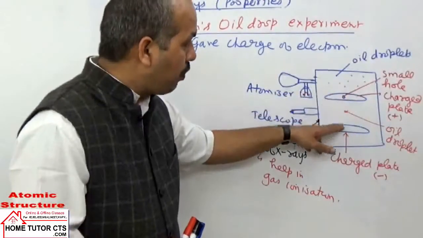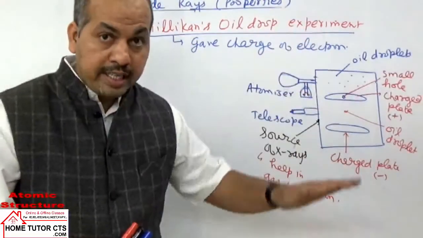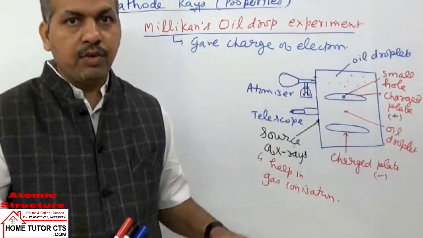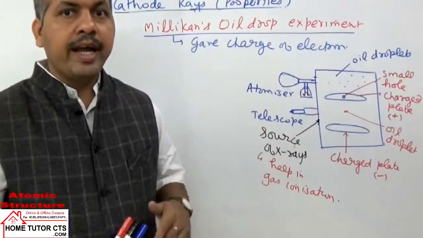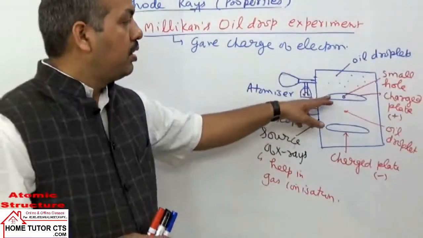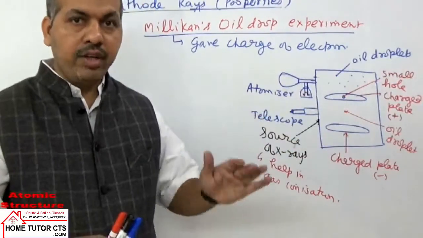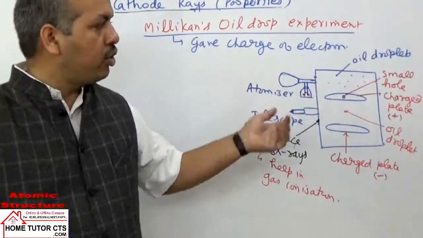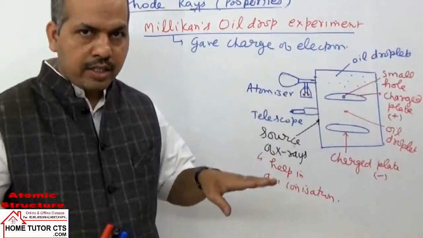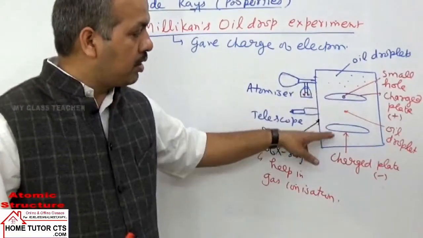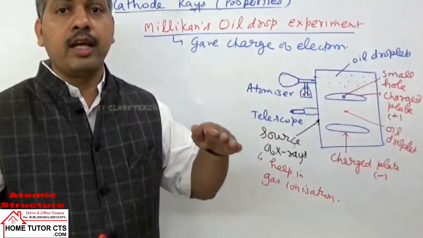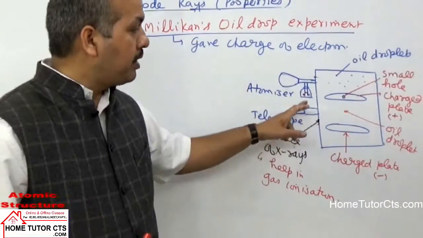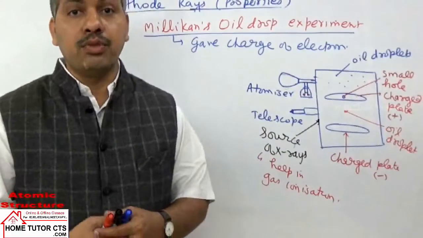Oil droplets will fall in the downward direction under the effect of gravity, and then by adjusting the electric field, we can also apply a magnetic field simultaneously. The details are not in our syllabus, so we will not go too much into this. On adjusting the strength of the electric field, the oil droplet's motion can be retarded or made stationary. In fact, we also apply a magnetic field simultaneously.